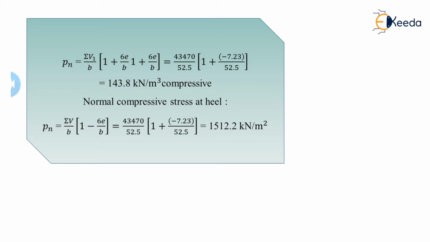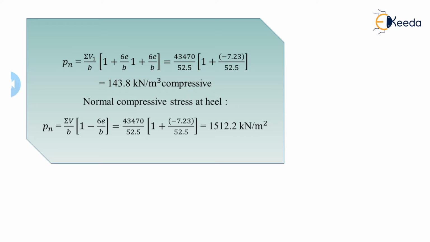So summation of V divided by B into bracket 1 plus 6e upon B. Again, because of the typing mistake, the 1 plus 6e/B repeats. The equation is: summation of vertical forces divided by B into bracket 1 plus 6e upon B. Why is it plus? Because it is acting at the toe. We take the negative sign when it is acting at the heel section.